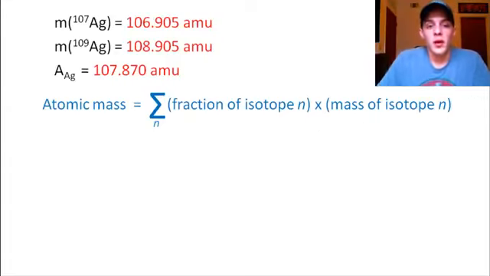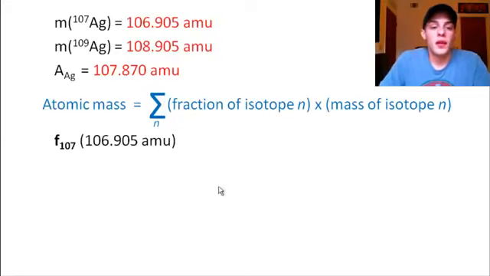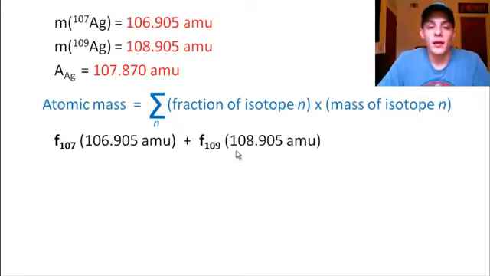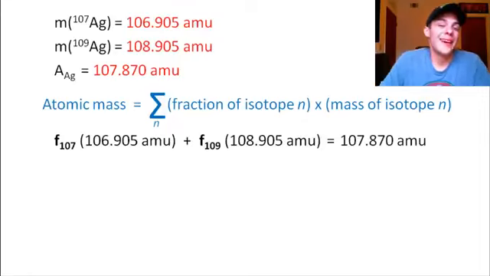So what does this look like with our numbers? For silver 107, we take the fraction of silver 107, which I'm going to abbreviate F107, times its respective mass, 106.905 AMU. We add to that the same term for silver 109: the fraction of silver 109 times its respective mass, 108.905 AMU. The summation of these two terms is equal to the atomic mass of the element, which for silver is 107.870 AMU. So this is our formula for atomic mass.